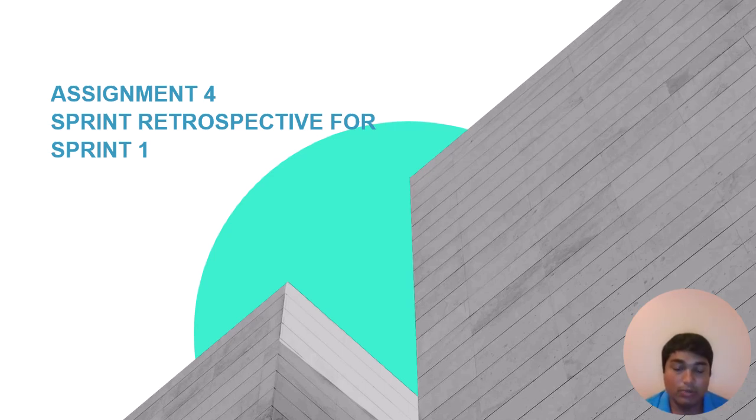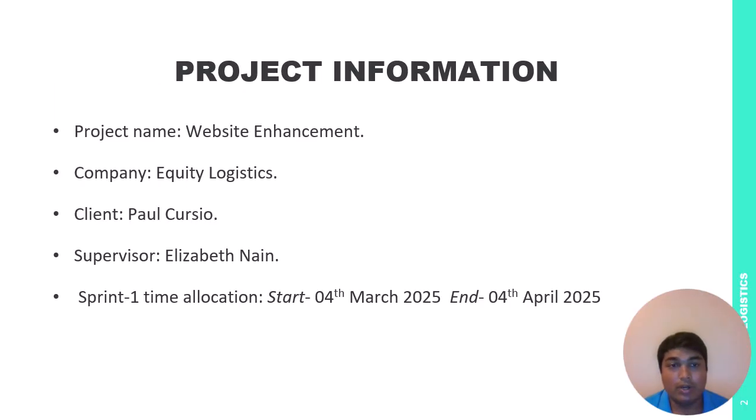Before jumping into my task, I just want to tell you some information about this assignment. First of all, this is assignment 4 and this is our project information. Project name: website enhancement, company: Equity Logistics, client: Paul Casio, supervisor: Elizabeth Nain. Sprint 1 time allocation: start 4th March 2025, end 4th April 2025.